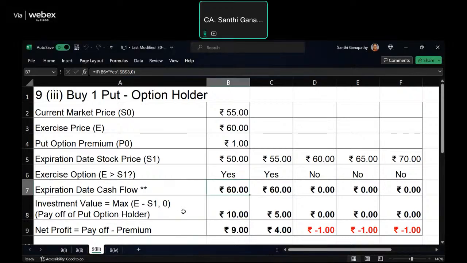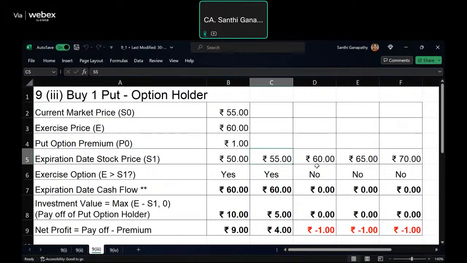Like we saw earlier, now each one of this is clear, isn't it? When you look at exercising the option, put option means option to sell. You will exercise the option if the price at which you can sell, which is the exercise price, is more than the stock price. So that is why when the exercise price is 60, stock price is 50, you're exercising. Stock price is 55, you're exercising.